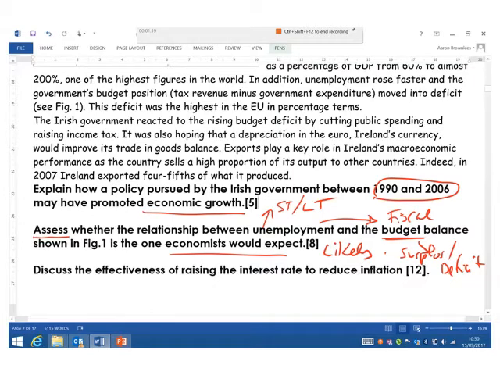Discuss the effectiveness of raising interest rates to reduce inflation. So what it's telling you again is that it's an evaluation question. The effectiveness of raising interest rates to reduce inflation. It's going to be two sides. So on one side, it's going to be effective. On this side, it's going to be ineffective. But this one also needs a judgment.